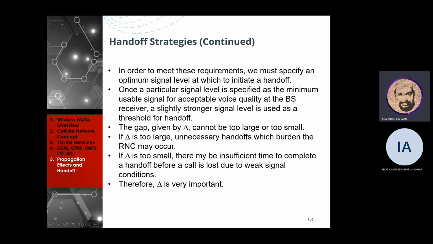handoff. The gap given by delta, okay, the triangle symbol, cannot be too large or too small. If delta is too large, unnecessary handoffs which burden the RNC may occur. If delta is too small, there may be insufficient time to complete the handoff because a call is lost due to weak signal conditions.